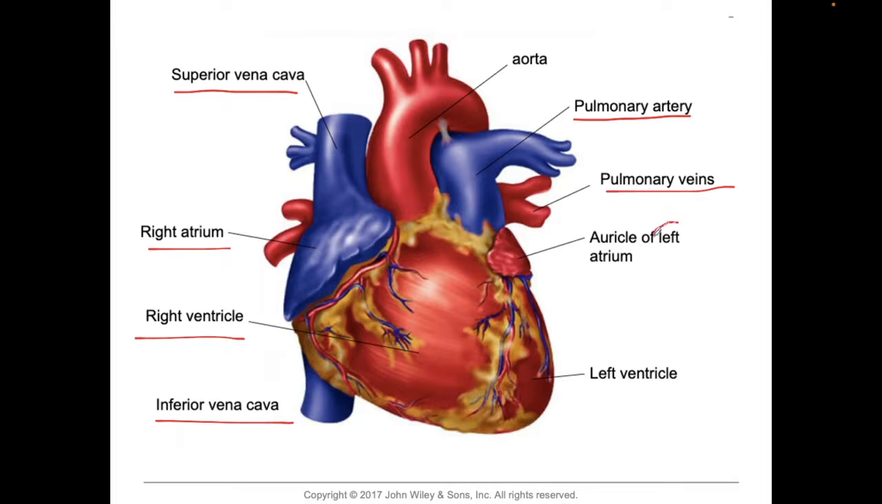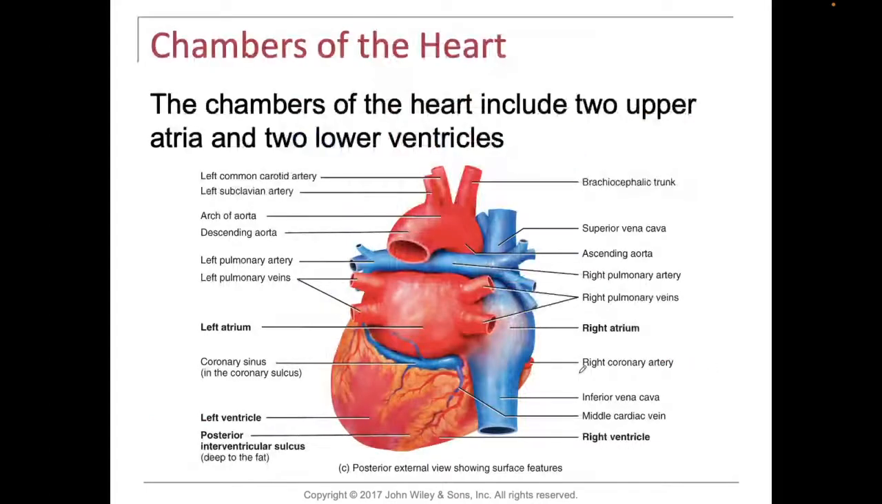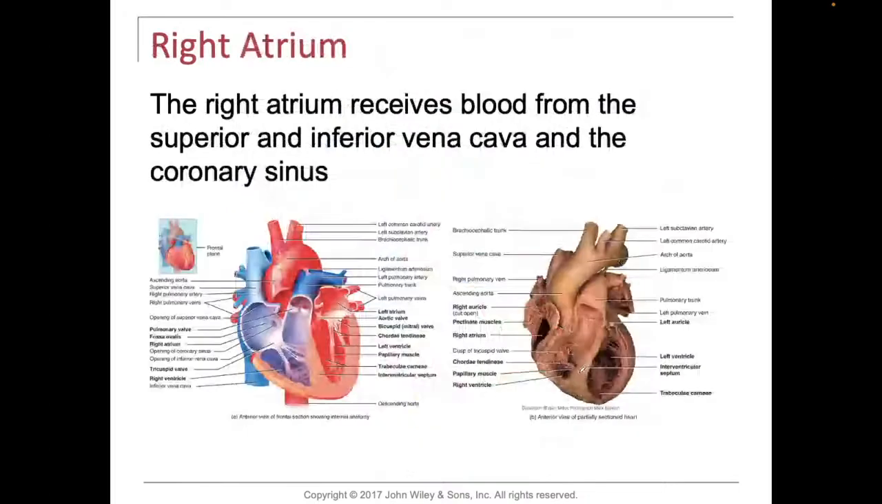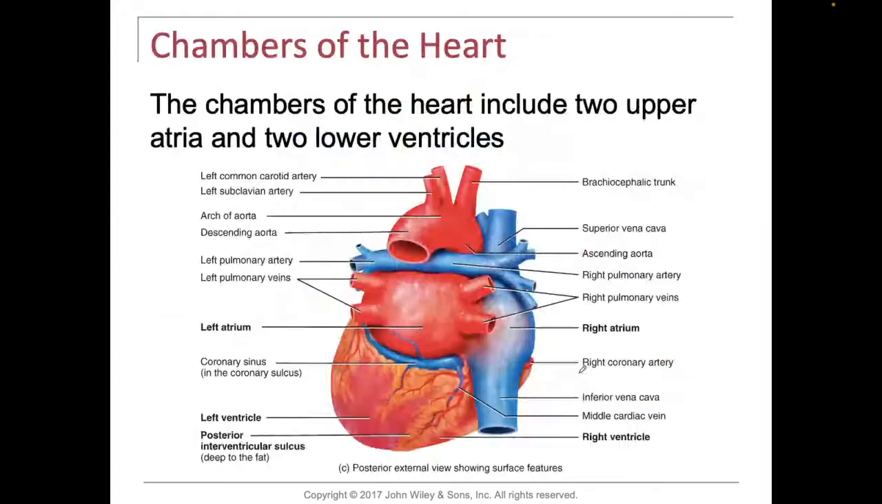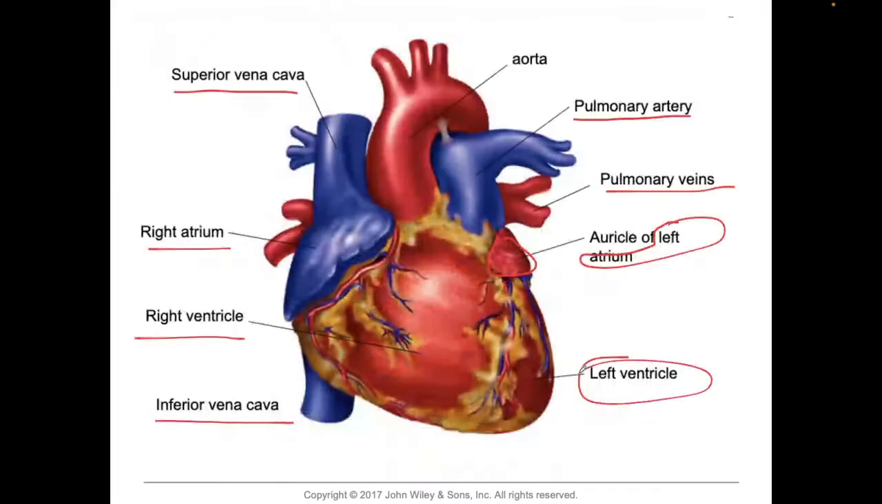Here's the auricle of the left atrium. Auricle is just this little leaf-like flap. It's like a reservoir, and then down here is the left ventricle. Okay, and let me see. Let me take a pause here and see how everyone's doing. And then when I come back, I'm going to review this again.